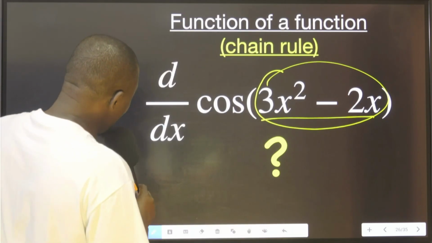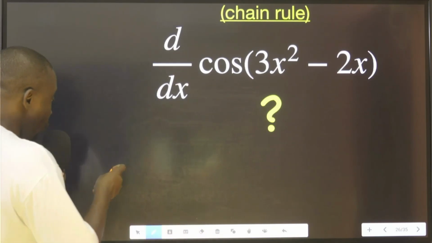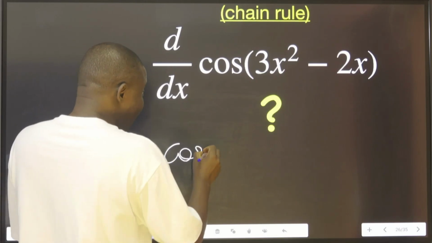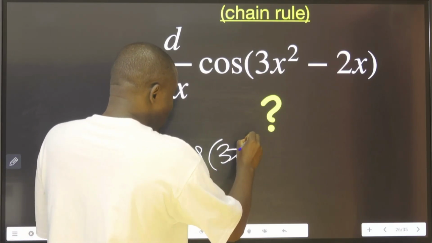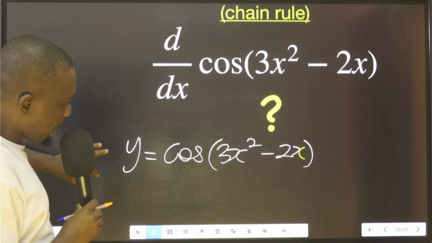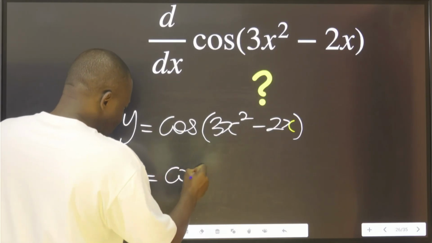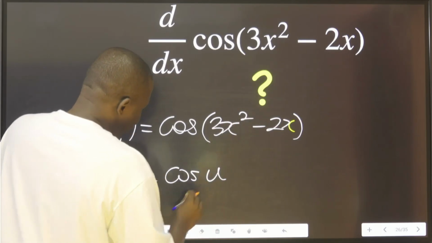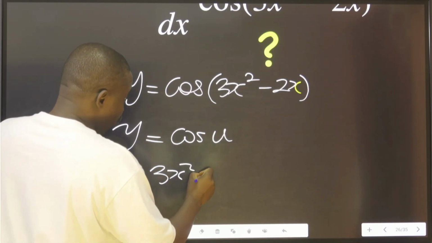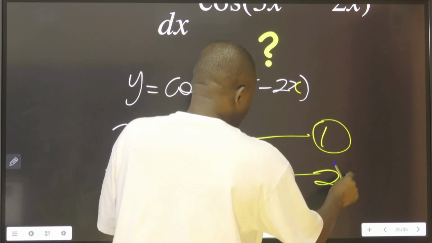All we have to do, you agree with me that originally, this simply means y is equal to the cosine of 3x raised to power 2 minus 2x. That is the meaning originally. But this is not standard. The standard we know is something like this. Instead of this, we put u here. It means therefore u is equal to 3x raised to power 2 minus 2x. So we can call this one equation 1, and this one equation 2.